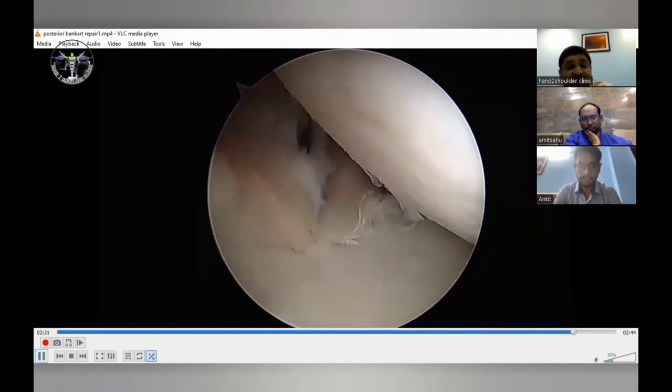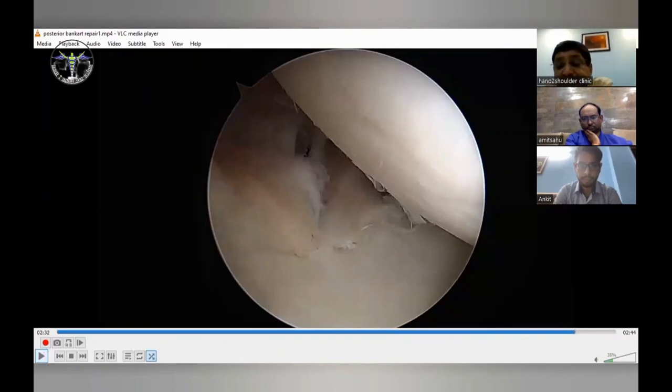Any questions, Amit? No, sir, fine. It's good to see the MR images very nicely correlating with the arthroscopy images. Yeah, that is one of the purposes of this conference, that we are on the same page. The more we interact, the more the communication gap will decrease, and there will be better communication.